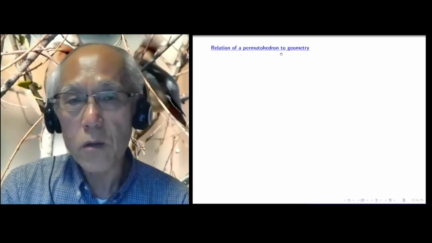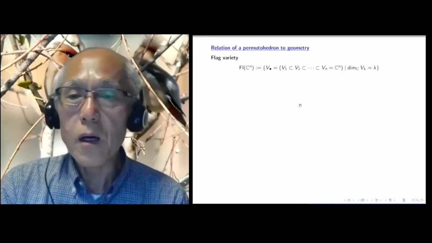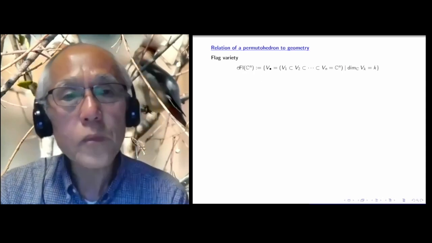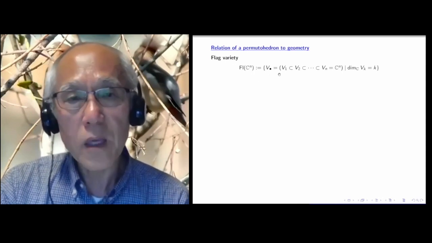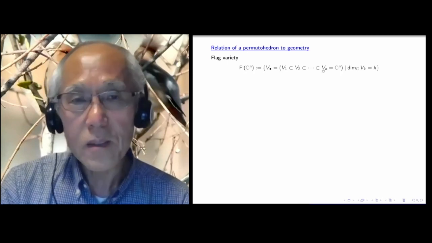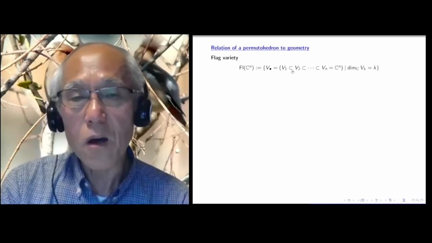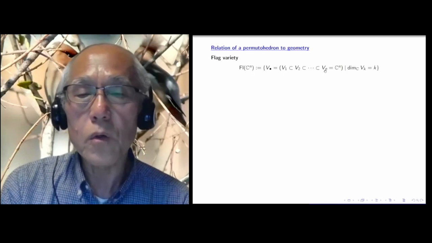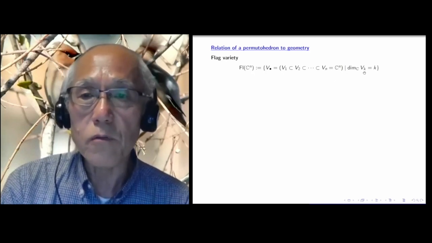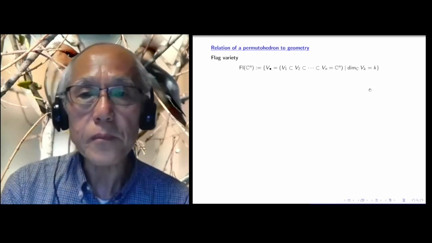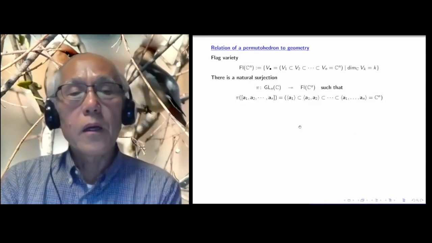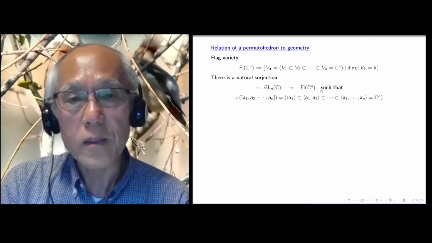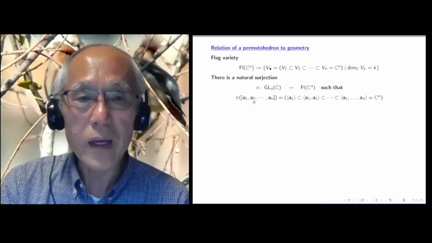So, the relation of the permutohedron to geometry. I'm not sure everybody knows the flag variety, so anyway, I remind you of the definition. The flag variety is the set of flags, and a flag means a nested sequence of linear subspaces of C^n. So these V1, V2, and so on are linear subspaces of C^n, and the complex dimension of Vk is k for any k. There is a natural surjection from the general linear group to the flag variety, such that pi is defined this way.